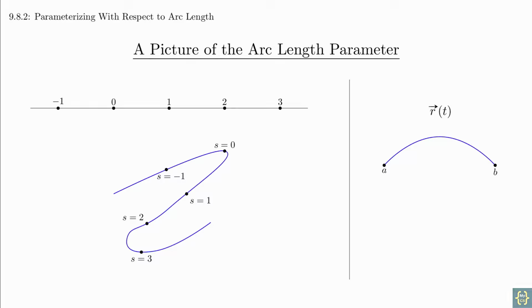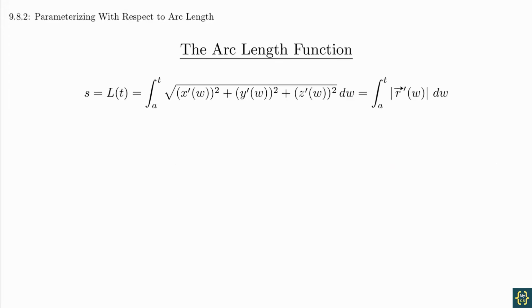Let's say we have a parameterized curve r of t defined on the interval from a to b. The arc length function s of t is defined to be the length of the curve from a to t, where t is some point in the interval from a to b. Since we have the arc length formula, we can just write that down. The variable s is called the arc length parameter.